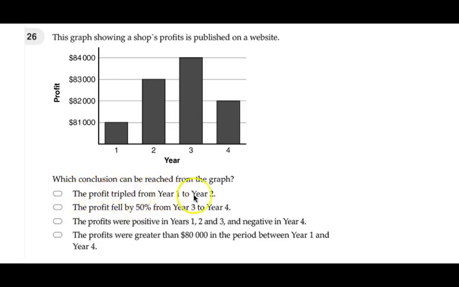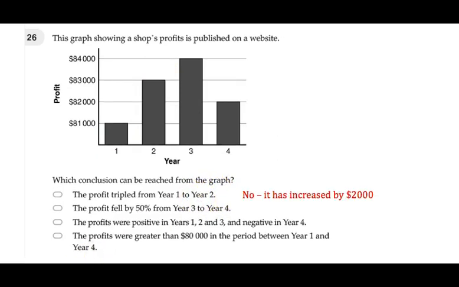The profit tripled from year 1 to year 2. It didn't triple. It has only increased by 2,000, so that is incorrect. With the first bubble, this is incorrect. It hasn't tripled. It has only increased by 2,000. It looks like it's 3 times higher, but the misleading thing again is that the graph does not start at 0.